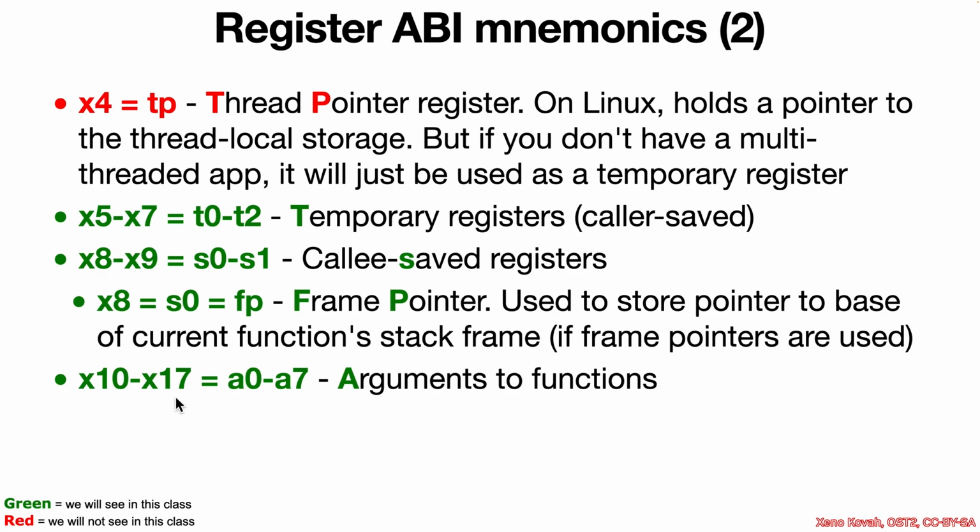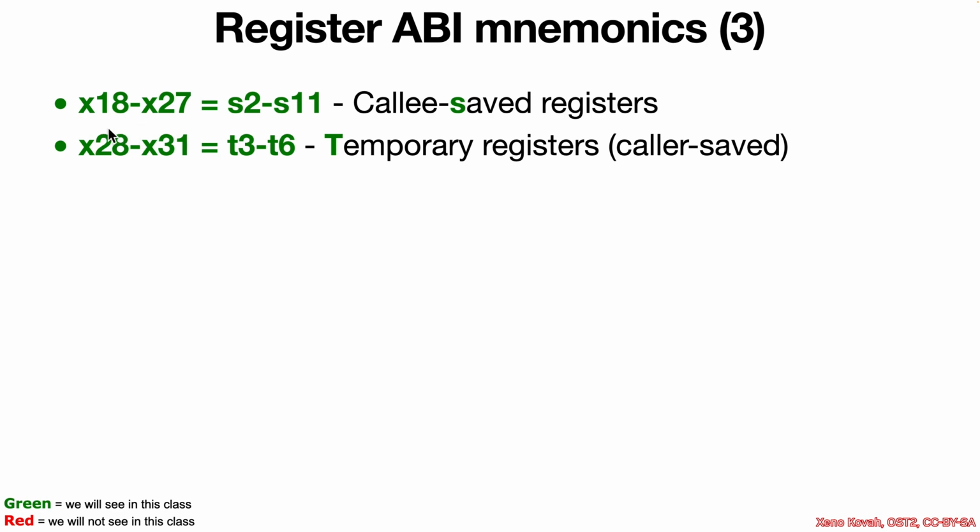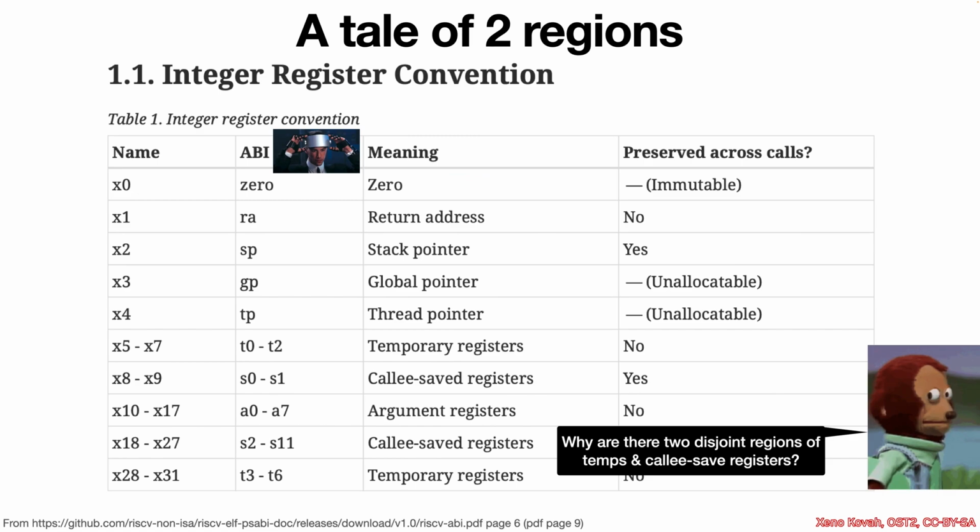Then X10 through X17 are the A0 through A7 arguments to functions. So you can actually see there are up to 8 possible arguments that can be passed in registers to a function that is being called. And then we have all of our extra ones. We've got X18 to X27, which is S2 to S11, callee saved registers, and then we have some more temps, T3 to T6.